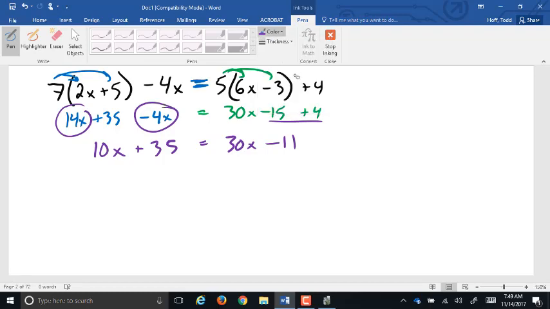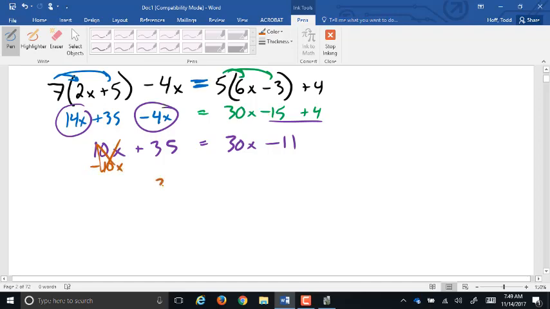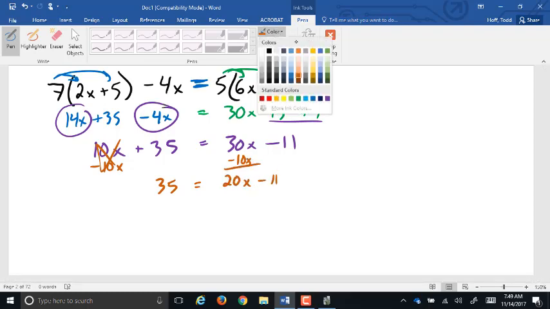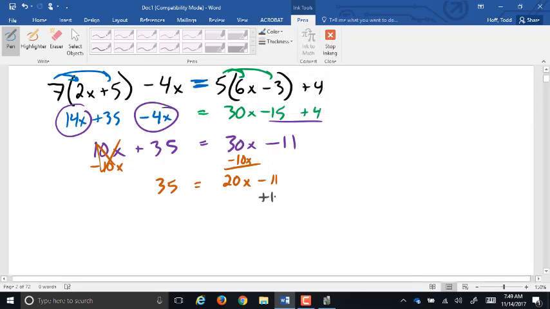Now, we see that there's an x on each side. We have to get rid of one. We'll get rid of the 10x, since it's the smaller one. That leaves us with 35. We subtract 10x over here. We've got 20x minus 11. And then add 11. 46 equals 20x. And then divide by 20. So here we've got x.